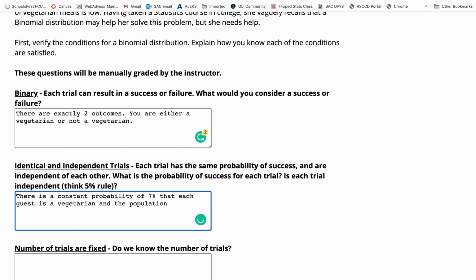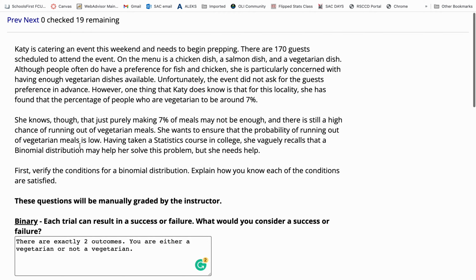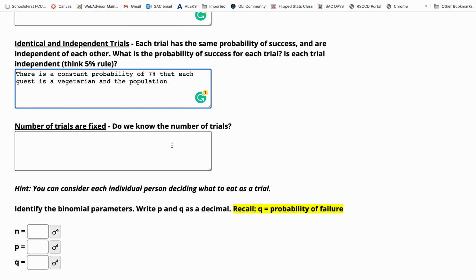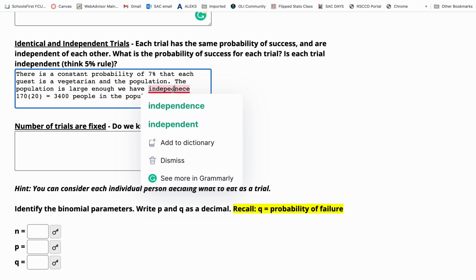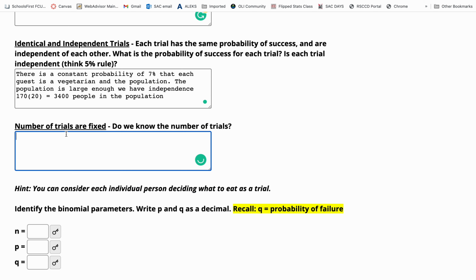Now, what I mean is that since our sample size is 170, this 5% rule means that 170 times 20 equals 3,400 people in the population, that we have independence, that it's okay to sample without replacement, that there's at least 3,400 people in the population. The number of trials is fixed, yes.